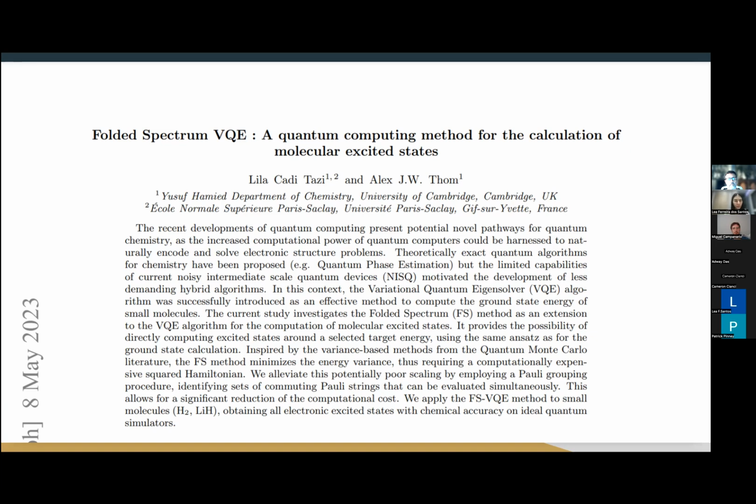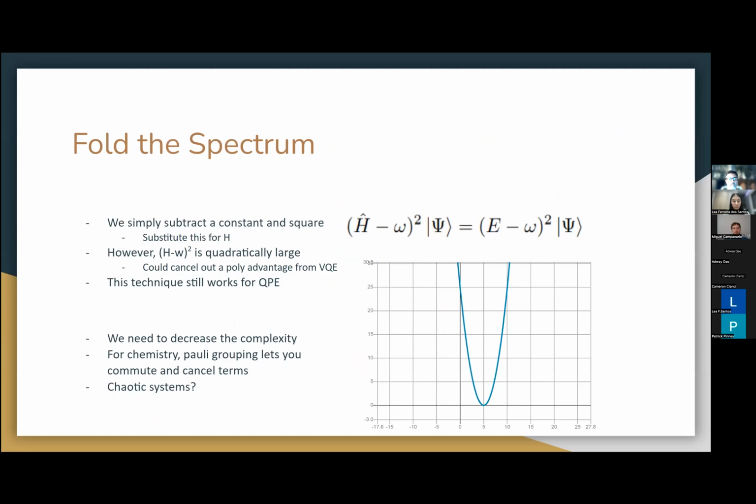So yeah, but back to the variational quantum eigensolver. This is the algorithm that I'm going to be looking at the most closely, which is the folded spectrum VQE. It has some problems, which I'll get to in a second, because it's potentially more costly computationally in certain systems. But it's a really easy way to show how the variational quantum eigensolver algorithm can be adapted to excited states. So how do we fold the spectrum?